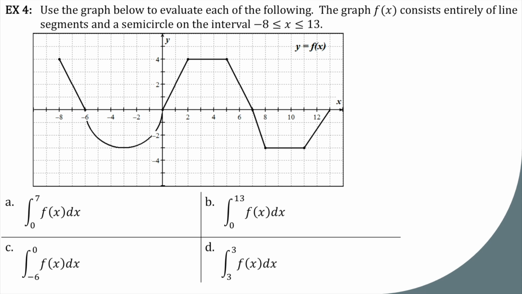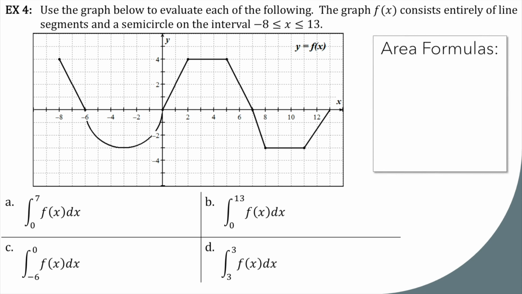We're going to practice some more with this graph. It says the graph of f of x consists entirely of line segments and a semicircle on the interval from negative 8 to 13. We have all kinds of geometric shapes here. So let's start by just reviewing some of the area formulas that you might need if I weren't here to just give you the areas on there. So pi r squared, that's the area of a circle. 1/2 base times height is the area of a triangle. And 1/2 times the height times the bases added together, that's a trapezoid.